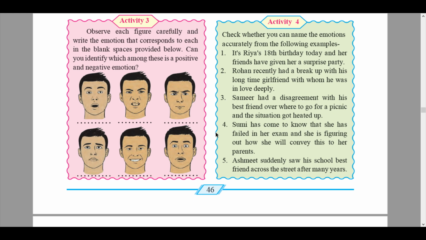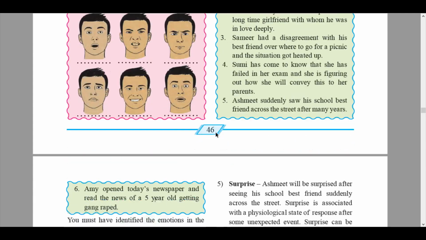Sumi has come to know that she has failed in her exam and she is figuring out how she will convey this to her parents. So this represents fear in her of her parents, how she is scared of telling her parents about her recent marks or that she has failed. Next we have Ashmit suddenly saw his school best friend across the street after many years. So this is surprise. How he's surprised to see his friend across the street after many years of their school.